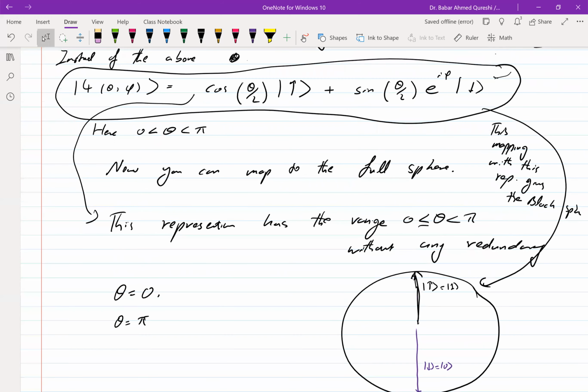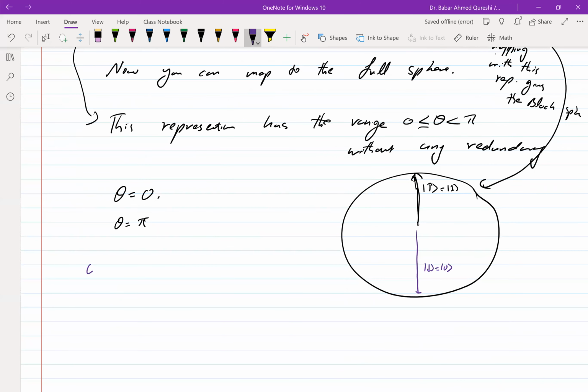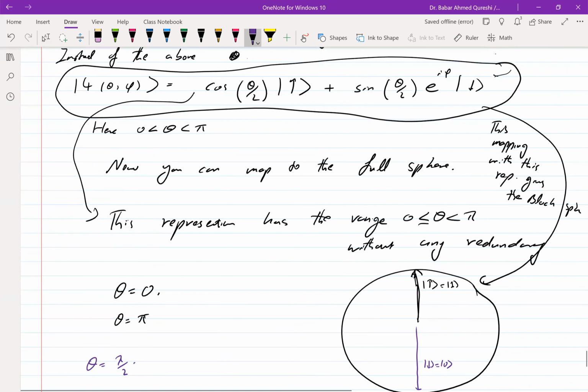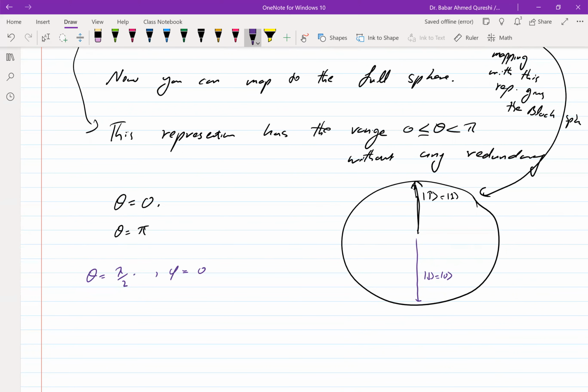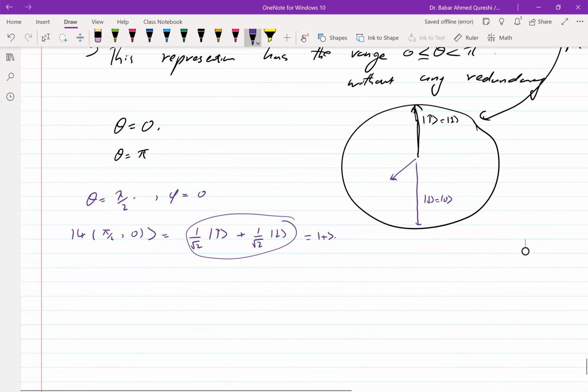What if you choose theta equal to pi by 2, and phi to be 0? Your state, you are picking cosine pi by 4, which is 1 over root 2, up, plus sine pi by 4, which is again 1 over root 2, down, and e to the iota 0 gives you 1. So this is the plus state we were writing. So it's on the equator, going this way, on the equator.